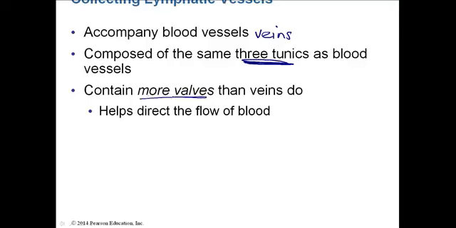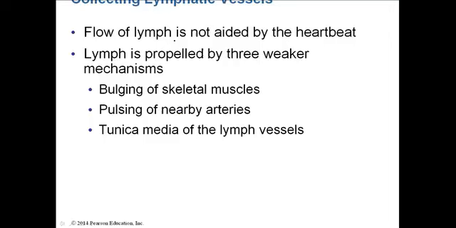And they have more valves than veins do, okay? Which help, of course, direct the flow of blood upwards. So the flow of lymph is not aided by the heartbeat, nor is it in the veins. Lymph is propelled by three weaker mechanisms. You need to know these.